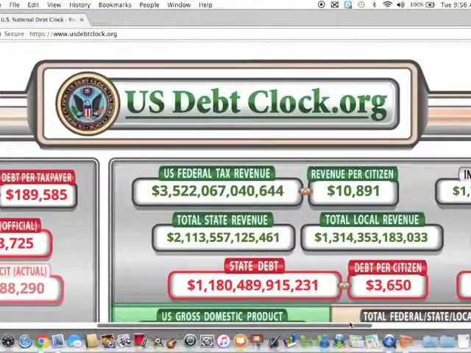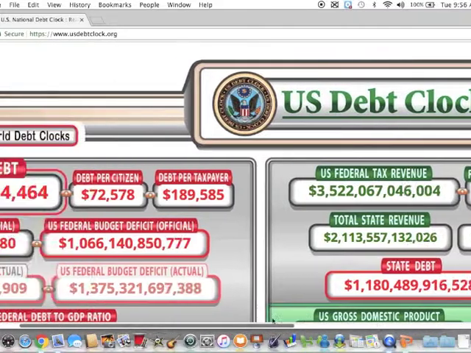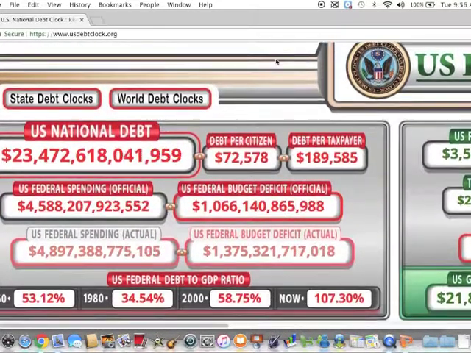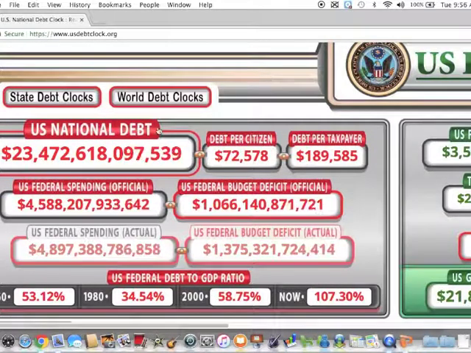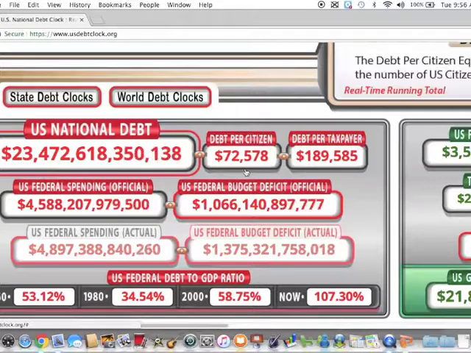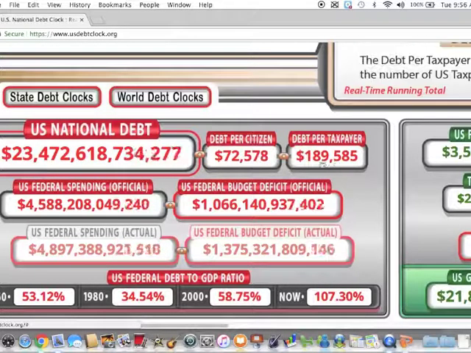Okay, now let's take a look at the U.S. debt clock, which is a pretty popular website that people refer to when they look at the debt. And what you can see here is the total U.S. national debt right now is around $23 trillion. If you divide that per every citizen in the United States, that amounts to about $73,000 per person. Of course, not everybody pays taxes, and not everybody is capable of paying taxes. So if you were to divide that by the total taxpayer, you can see here it's about $190,000.